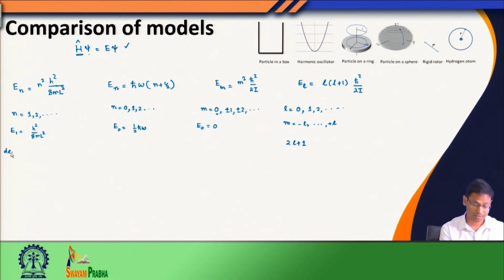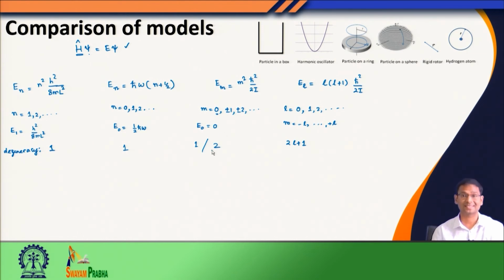So, if we compare the degeneracy of the systems, degeneracy for particle in a box is 1, they are all non-degenerate levels as long as we are discussing particle in a one dimensional box. Harmonic oscillator, one dimensional harmonic oscillator, we had energy levels non-degenerate. So, here for particle in a ring, the lowest energy level is non-degenerate, all other energy levels are two-fold degenerate. So, for each non-zero value of m, we have a plus m and minus m allowed.